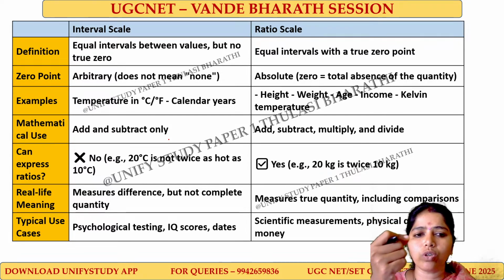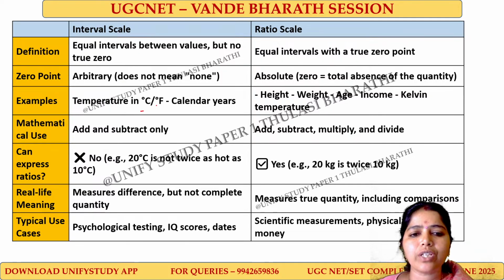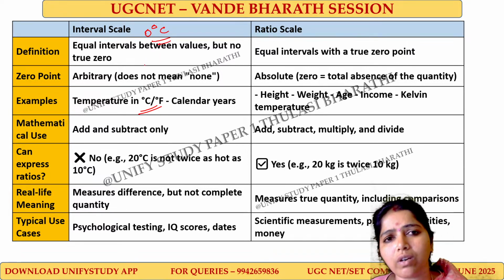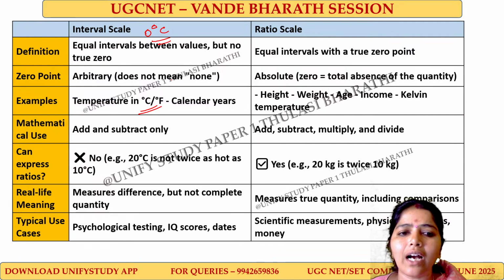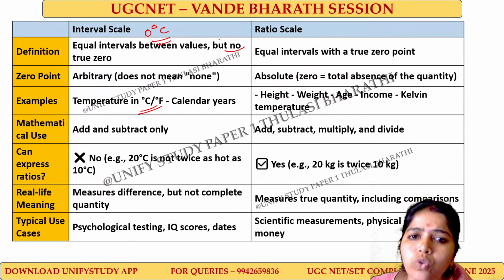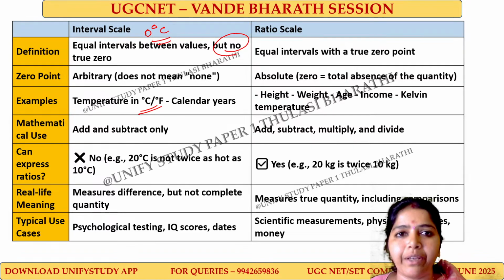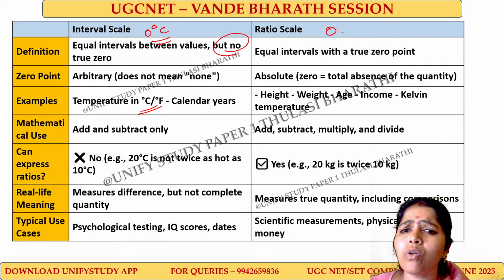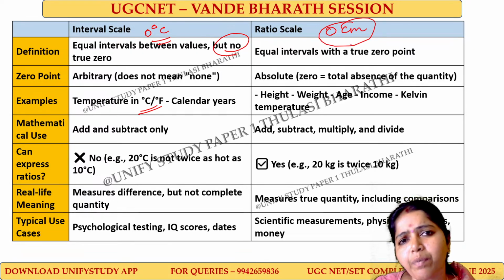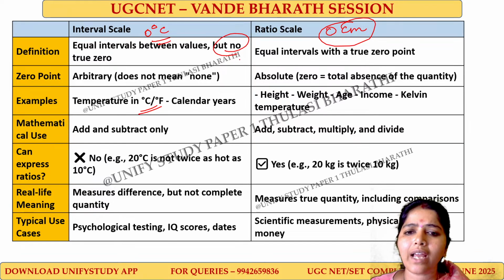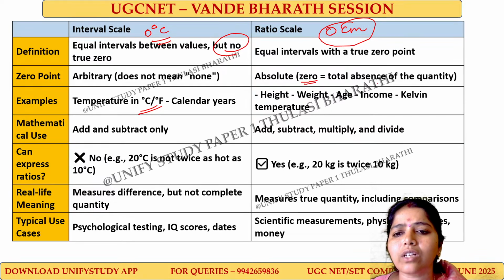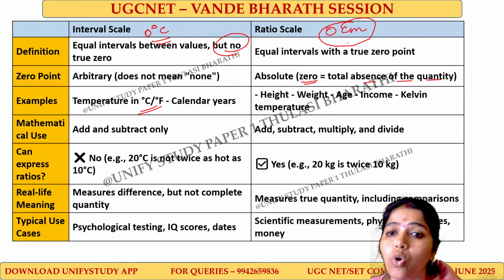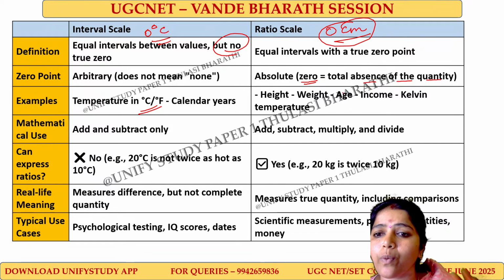I'll use a simple example so that you can easily connect. If I say temperature in degrees Celsius, and I say 0 degrees Celsius, what does it mean? Does it mean there is no temperature? No, 0 degrees Celsius is a temperature, right? Here no true zero is there. This is not empty; it says that this is a cold temperature. If I say 0 centimeter, can there be any person of 0 centimeter? No, right? It's absolute. Zero means a total absence of that quantity.